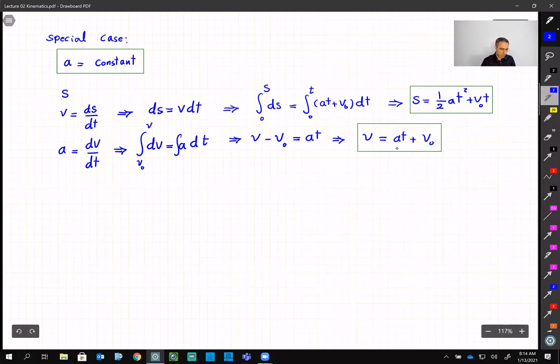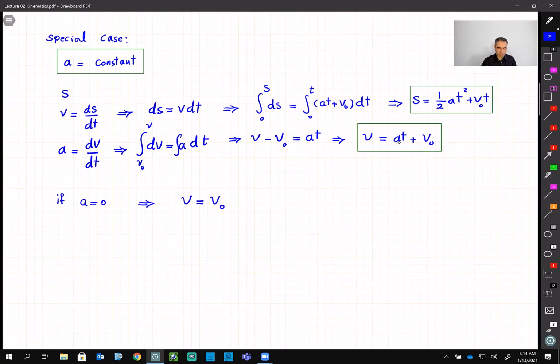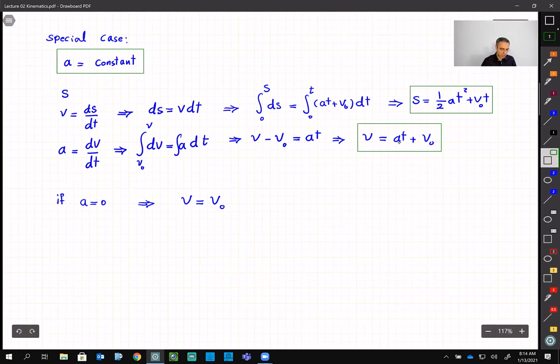Another special case is if there is no acceleration, if a is 0. Immediately you get that v is equal to v0. From the formula that we have, if you substitute a as 0, you get v is equal to v0. And we know when there is no acceleration, of course, velocity is constant. It's always equal to its initial velocity.